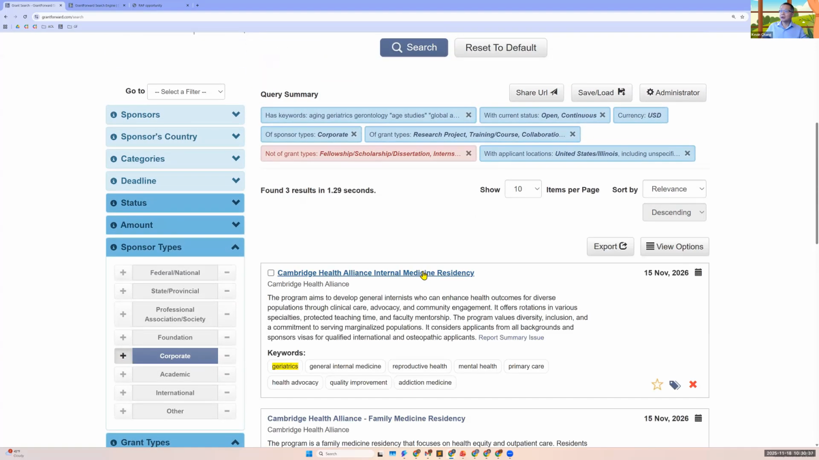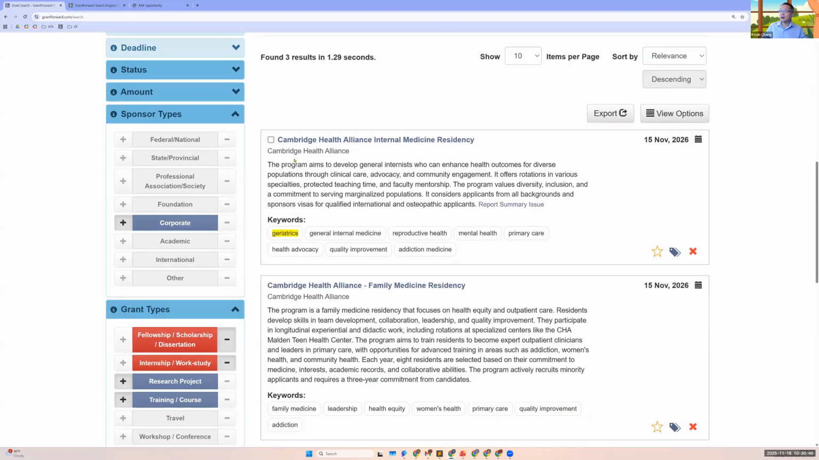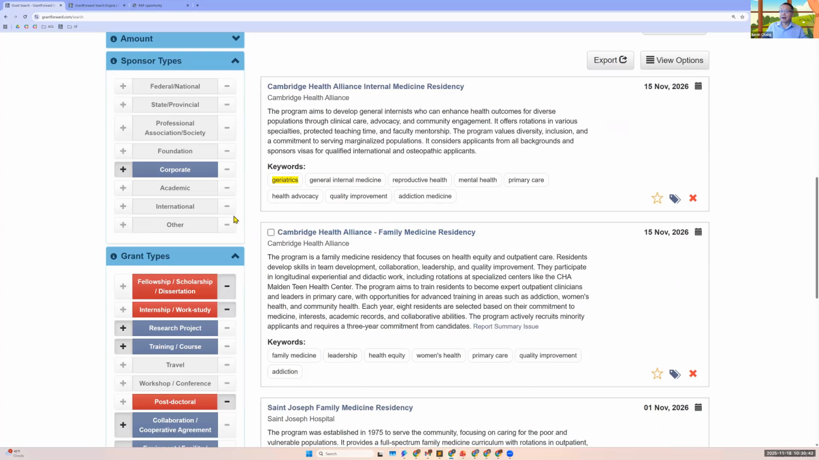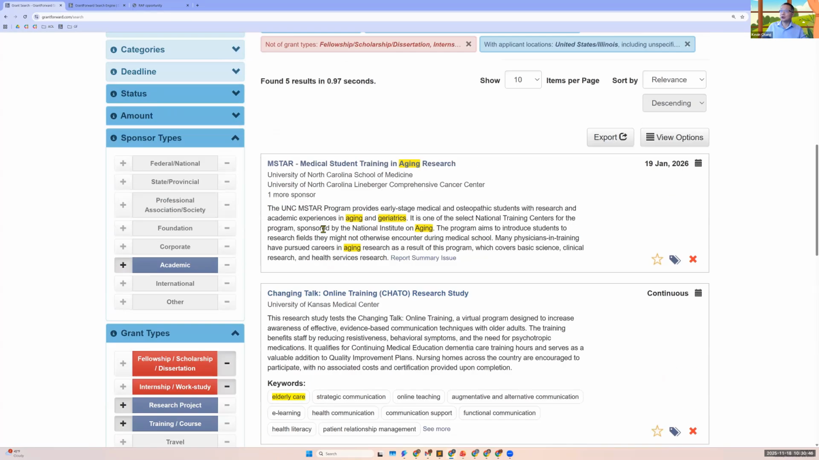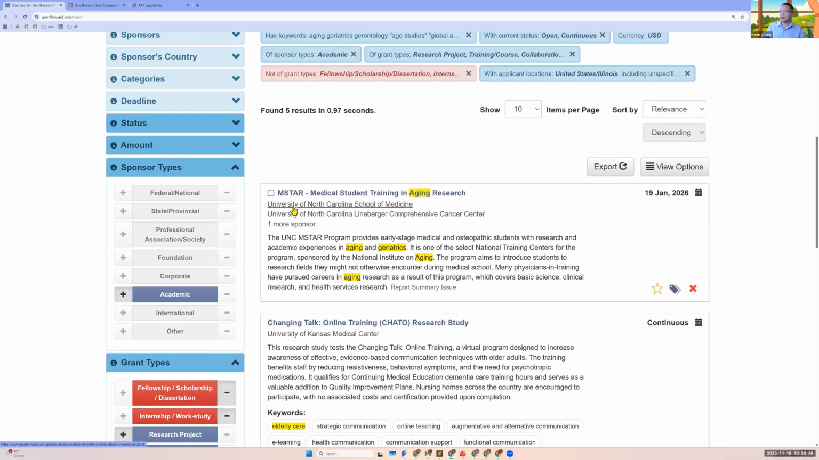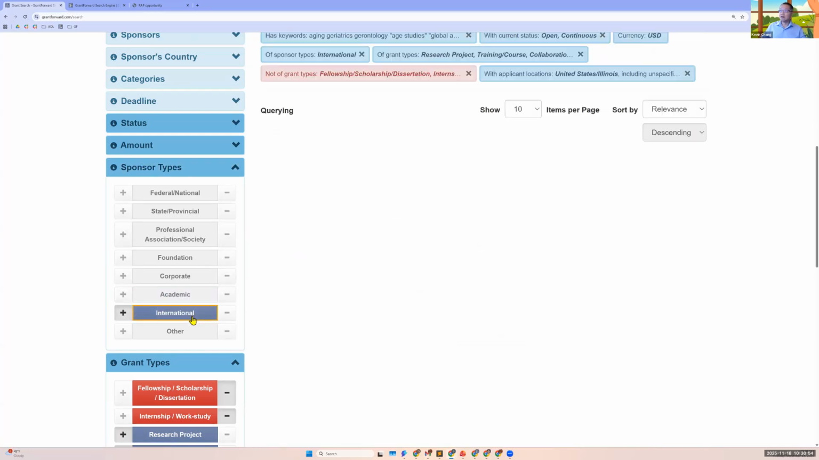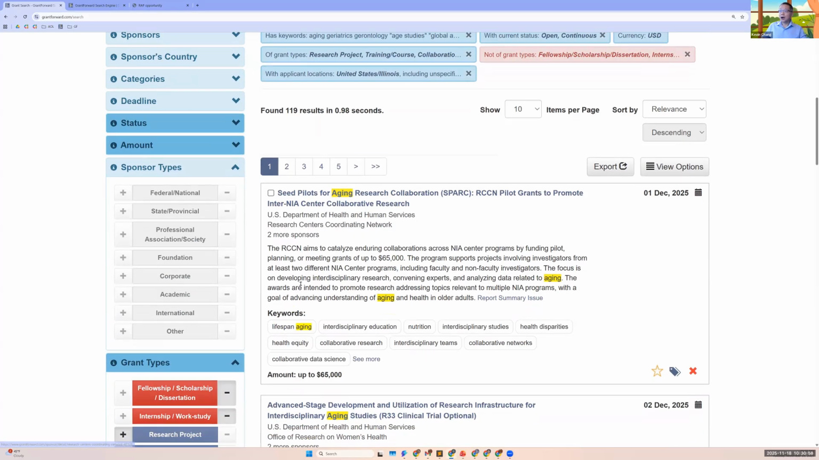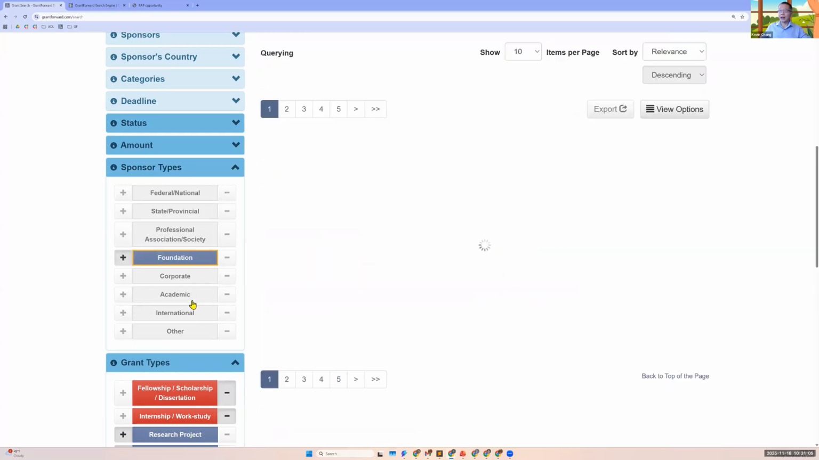Companies, what companies are interested? Well, this Cambridge Health Alliance. These are companies, pharmaceutical and insurance companies, and academic institutions like yours, such as this one, University of North Carolina. Your school actually sponsored research on aging studies. International, for this example, we don't have international grants. So I just showed you how you can look at the sponsor from different segments to prioritize, such as you can focus on foundation grants.